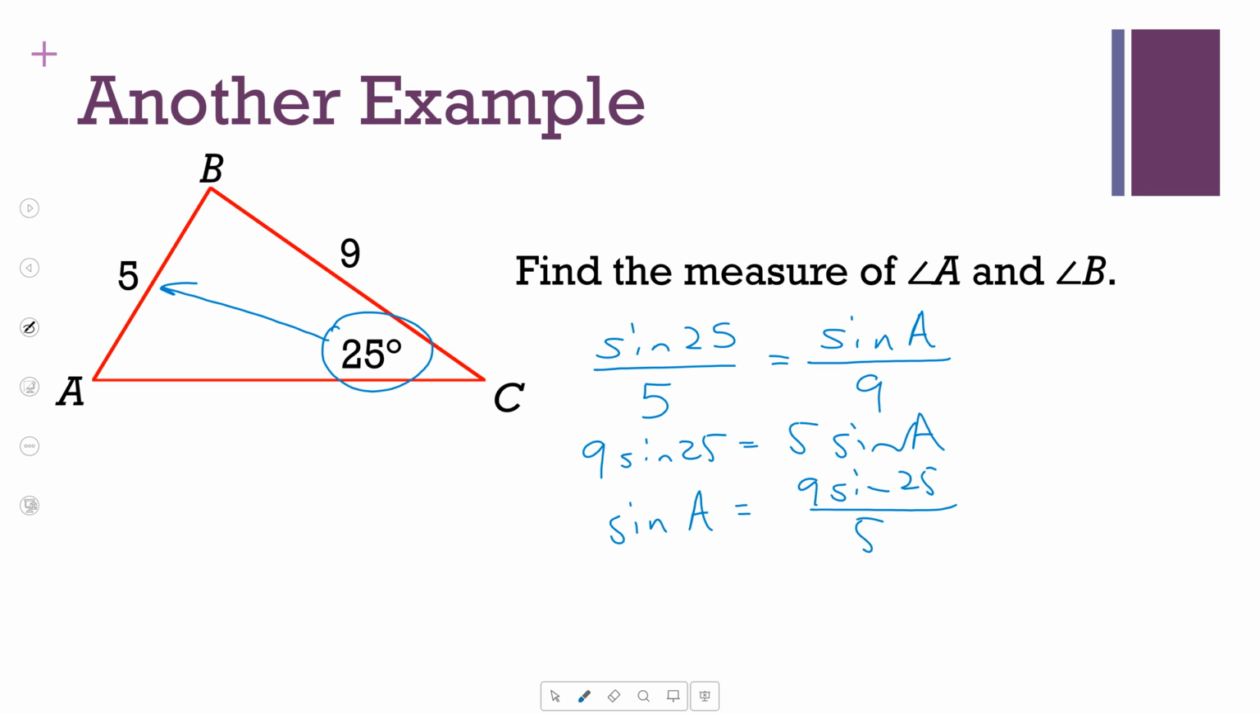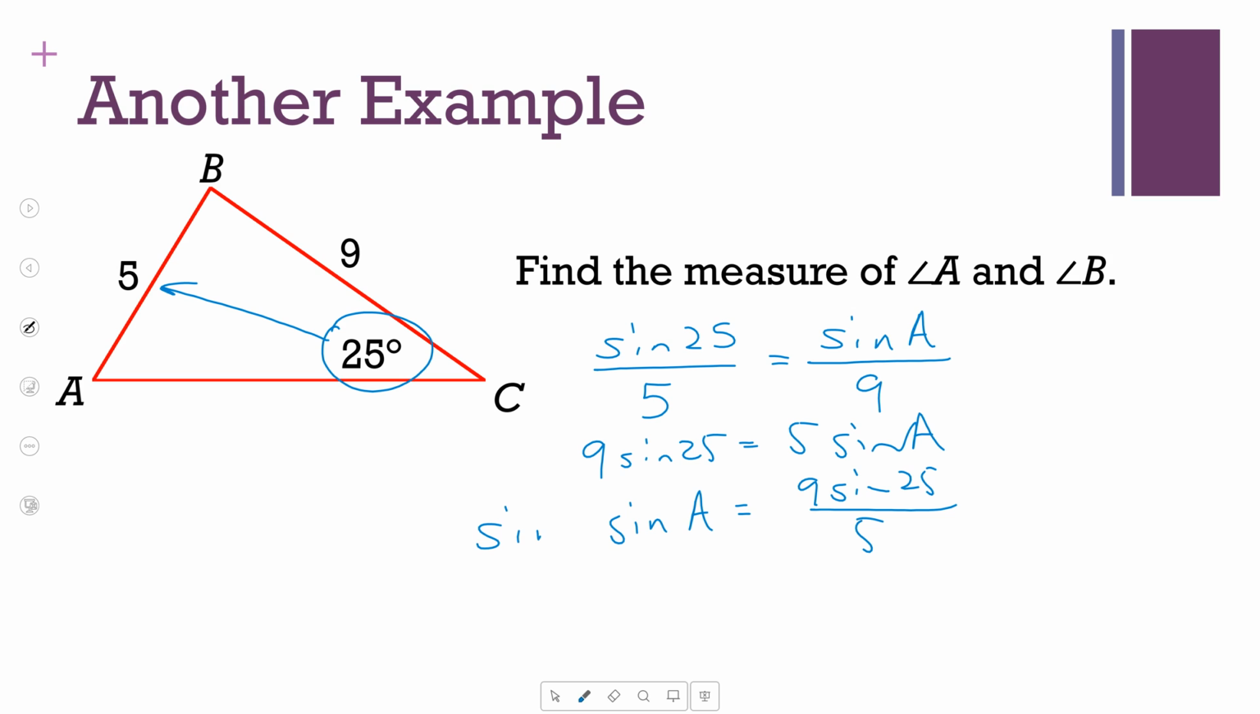We're good so far? Okay, then I saw some really bad math. I saw some people dividing both sides by sine. I saw some people just erasing the sine. How do I get rid of that sine? Inverse sine.